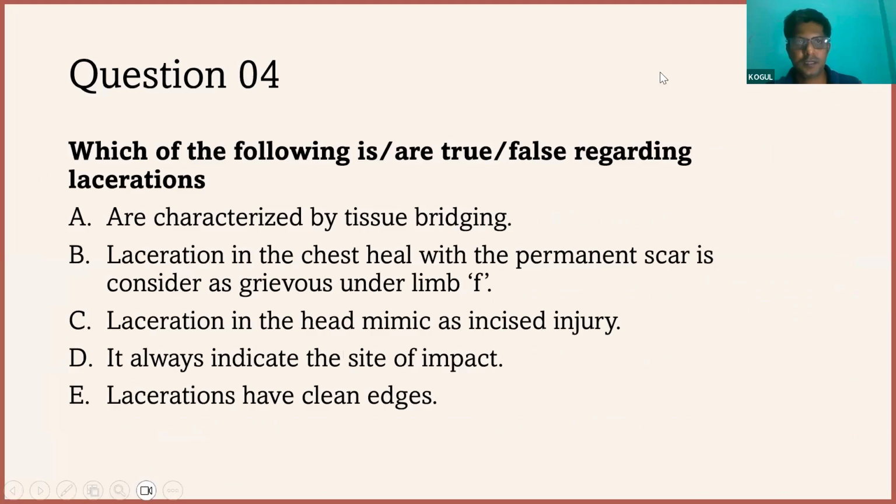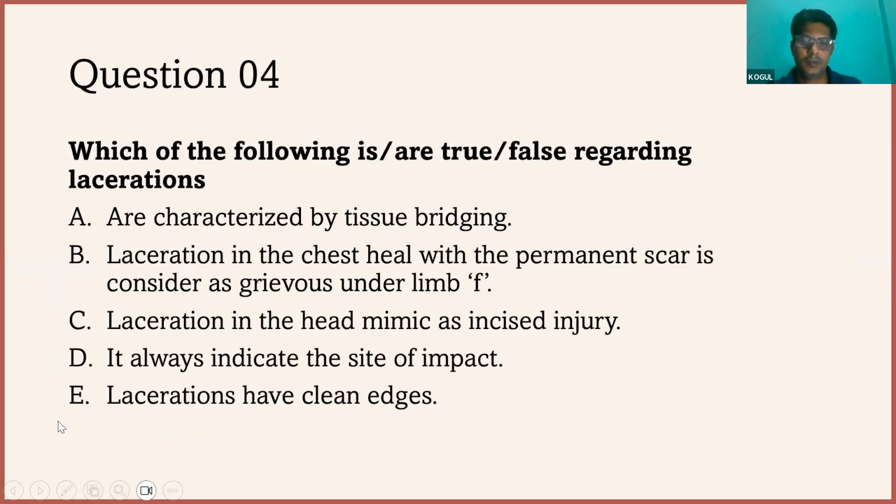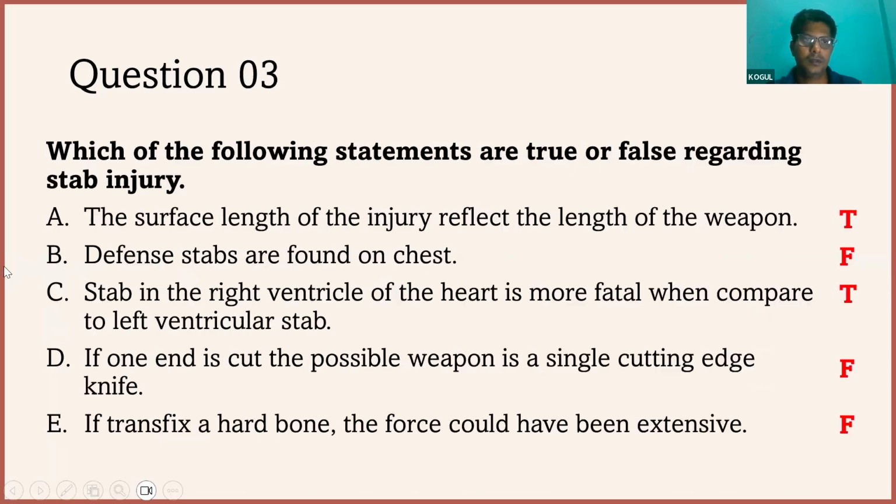So when the weapon is like this, surface length indicates the width of the weapon. So depth only gives the length of the weapon. Depth of the injury will give the length of the weapon. And defense stabs are found on the chest, usually defense injuries are in the limbs, upper limbs and lower limbs.